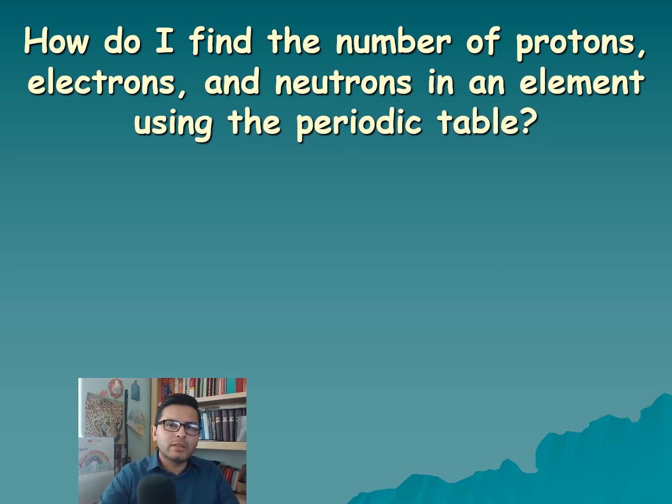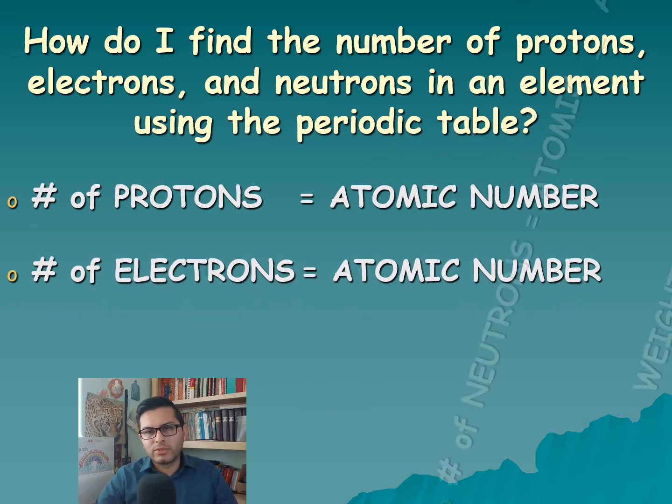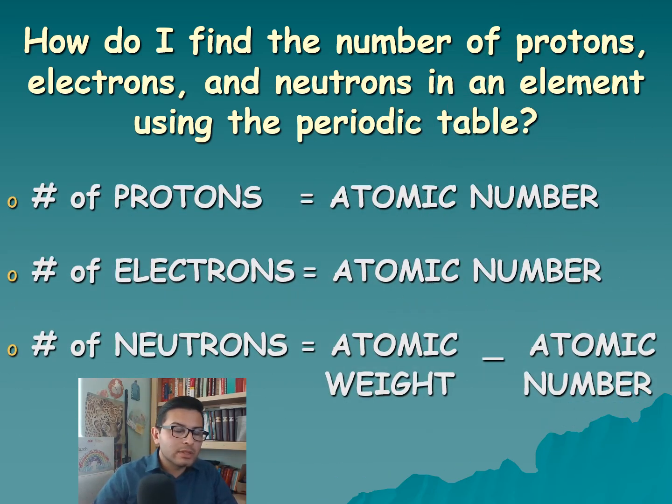How do we find the number of protons, electrons, and neutrons in an element using this periodic table of elements? Now, you should be able to find this pretty easily. Number of protons is just going to be the atomic number. The number of electrons is going to be the same as the number of protons. The number of neutrons, you're going to take the atomic weight we talked about, minus it from the atomic number, and then round it. We can work with an example for this.